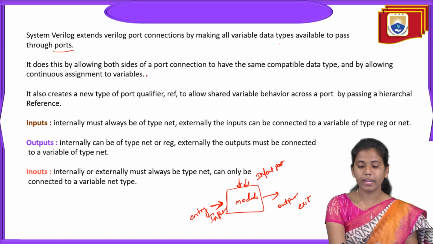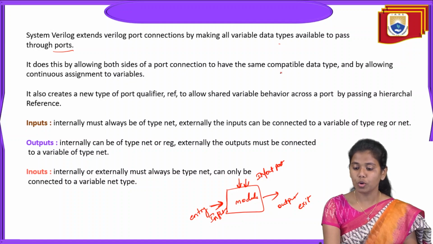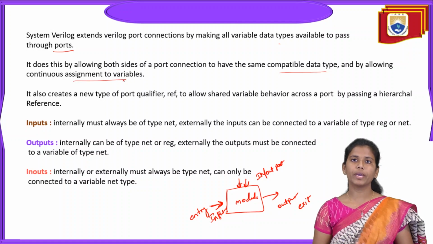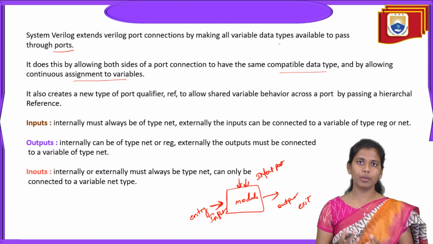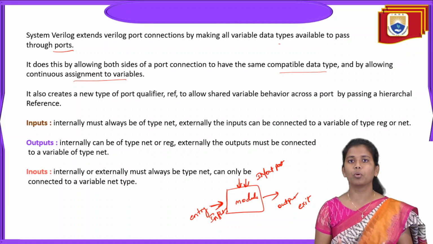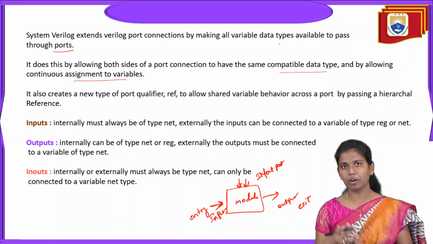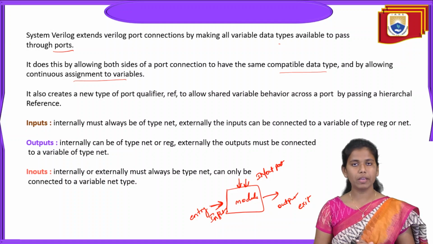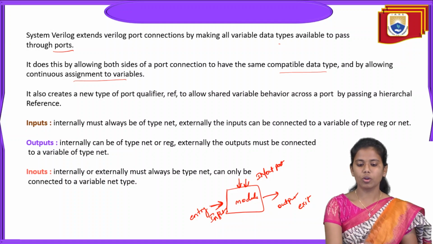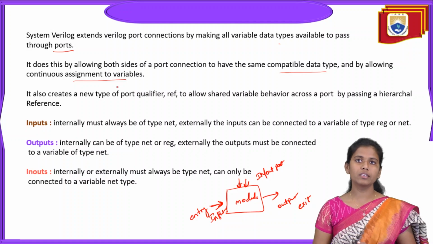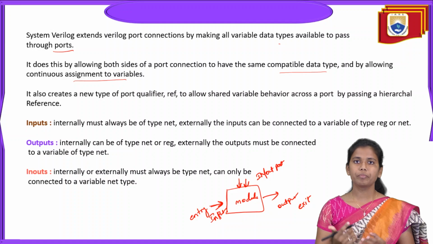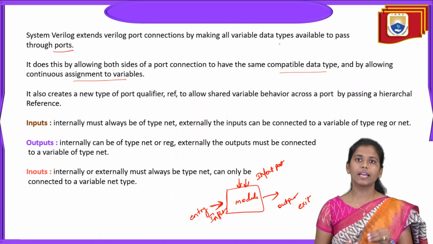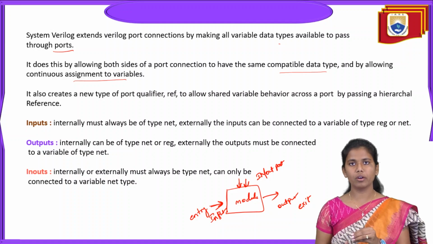Then it does this by allowing both sides of a port connection to have the same compatible data type, and by allowing continuous assignment to variables. So how can we give the variables or data types into an input port, output port or in-out port? It is based on the continuous assignment statement. In the previous classes we discussed different types of statements. Through the continuous assignment statement, considering different variables and data types, we can easily get access to the input ports, the output ports, or the in-out ports.